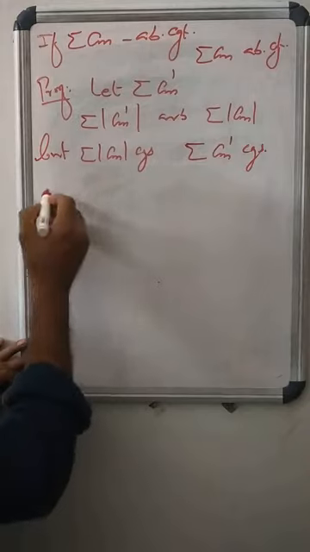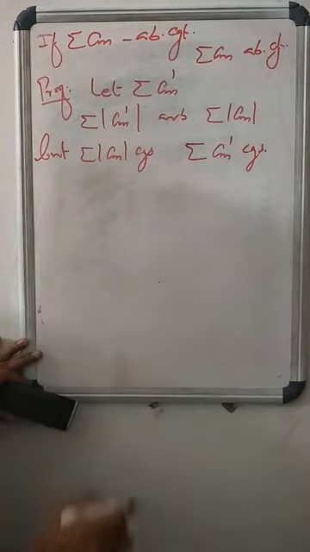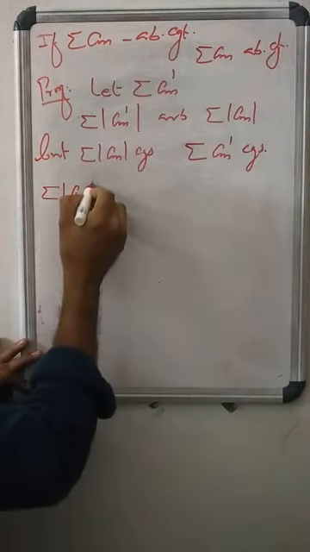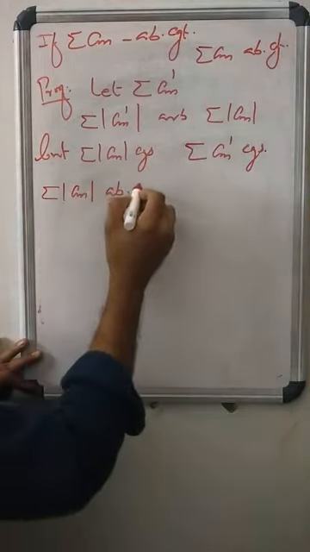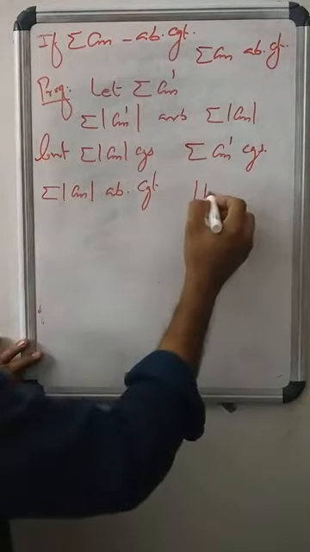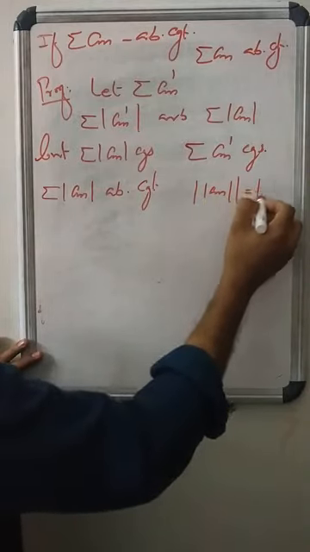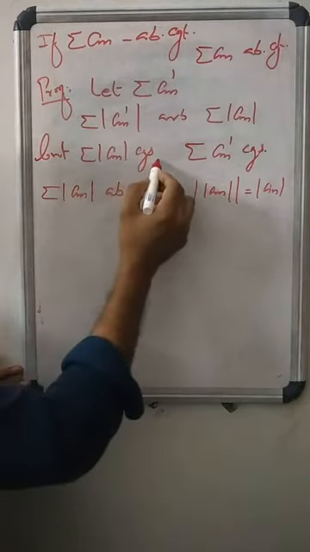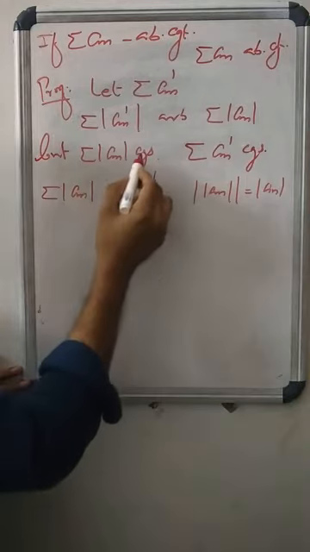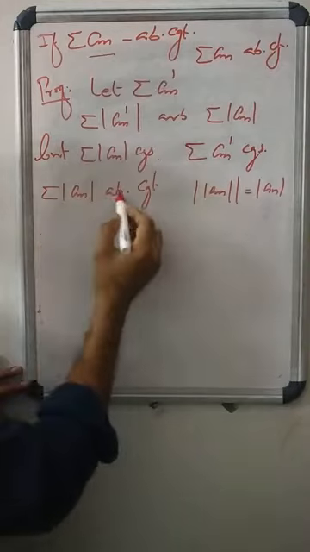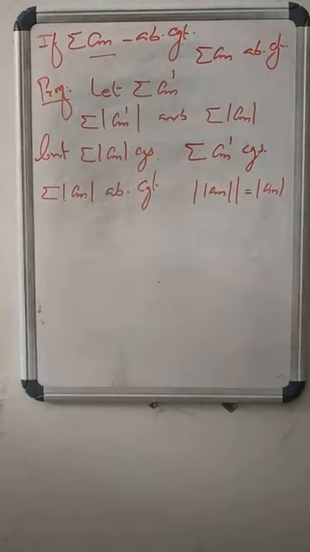Again, sigma an absolutely convergent means sigma mod an is also absolutely convergent. Why? Because modulus of mod an is also mod an. So when sigma an absolutely converges, then sigma mod an also absolutely converges.